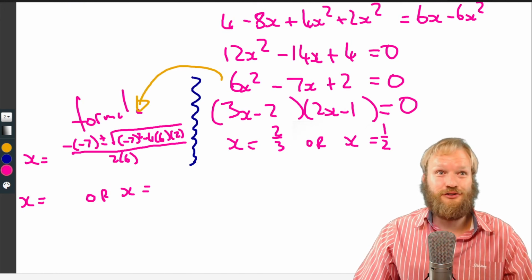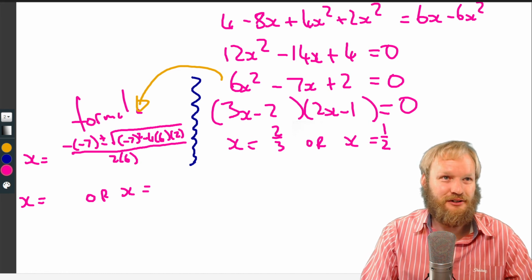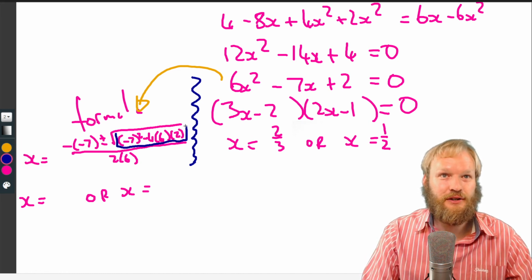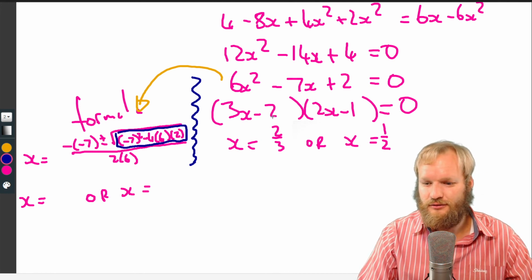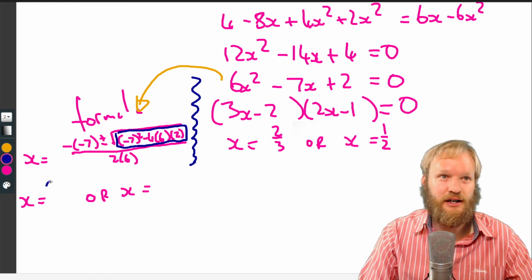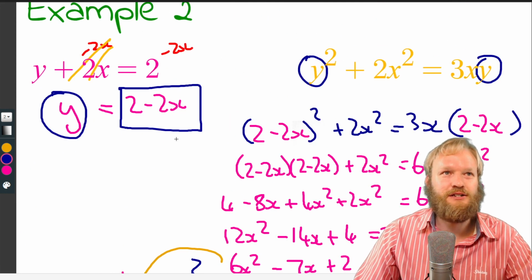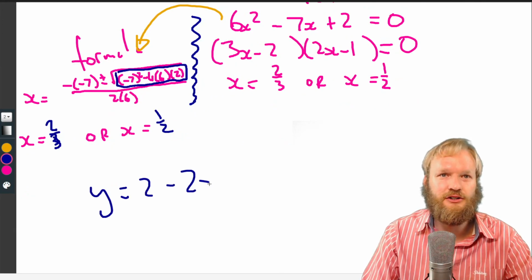And another weird jump cut. And we're back. And what I notice here, just because we've just done nature of roots, is that the bit under the square root sign is a perfect square. So we know we're going to get rational roots. And we do get the same rational roots, 2 over 3 and a half. And then we'll sub that back in. So y equals 2 minus 2x.